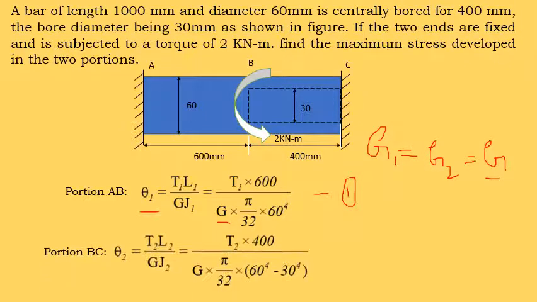Next, for the portion BC, second portion, since this is a hollow shaft, the polar moment of inertia equation becomes pi by 32 into capital D to the power of 4 minus small d to the power of 4. Length is 400. Capital D is 60, whereas small d is 30. I will call this one as equation number 2.